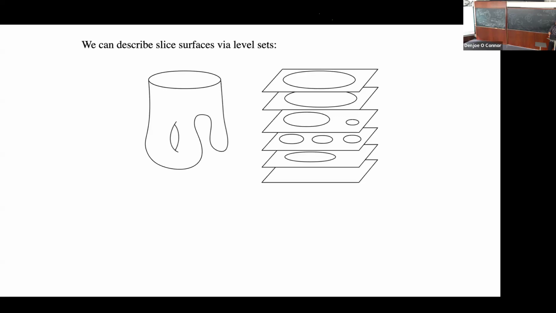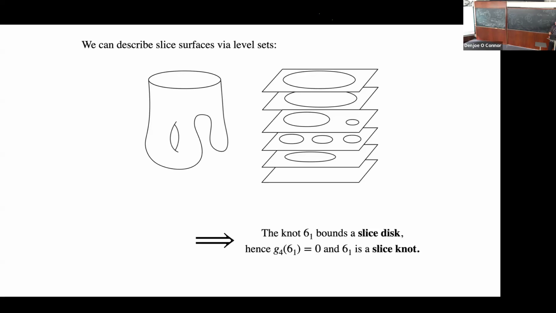Now, if you compute the Euler characteristic of your surface, you count the number of saddle points, the number of local minima, local maxima, you can compute that this thing has Euler characteristic 1. Therefore, it's a genus 0 surface. It's a disk, and therefore the slice genus of this knot is 0, and therefore 6,1 is a slice knot.